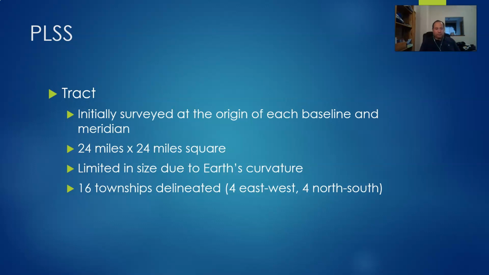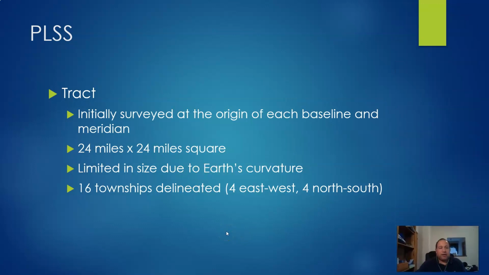So if we wanted to get even bigger than that, we're really going to focus at the township level and down, but you can go even bigger. You could have a tract of land, and a tract is 24 miles by 24 miles square. Now, it's interesting because we use tract as a term in forestry to mean kind of any parcel of land of varying size, whereas in the public land survey system, a tract has a very specific designation of 24 miles by 24 miles square.